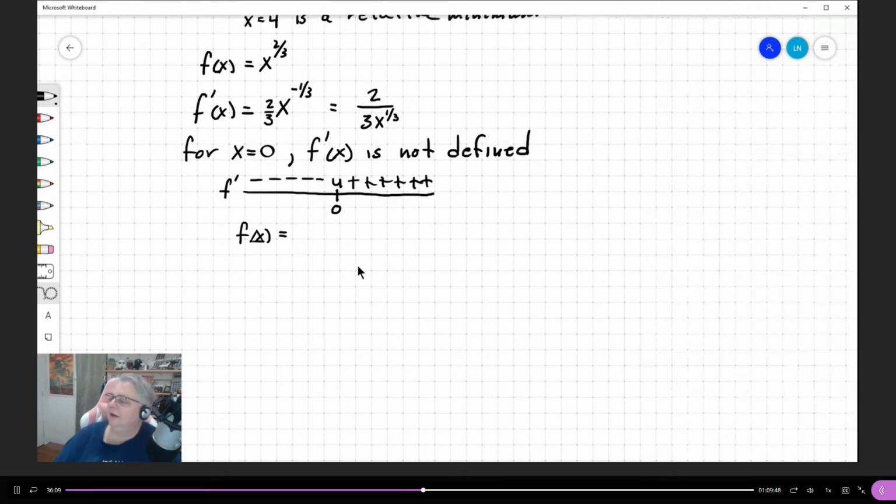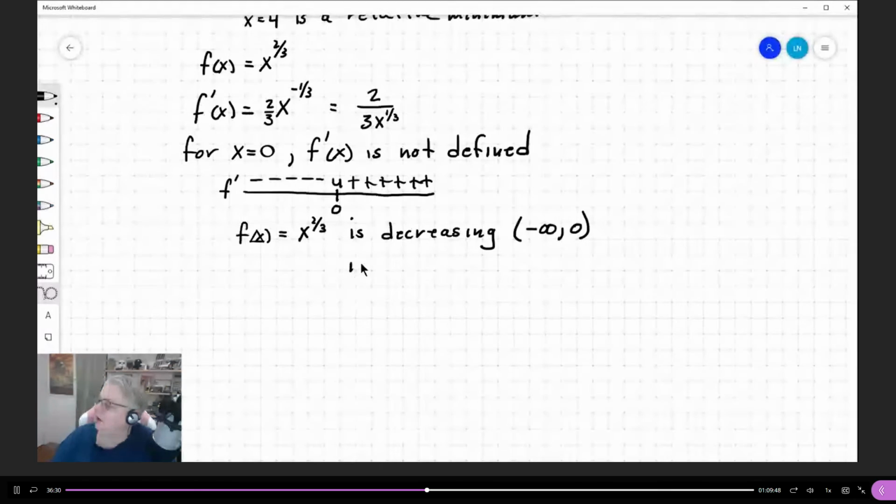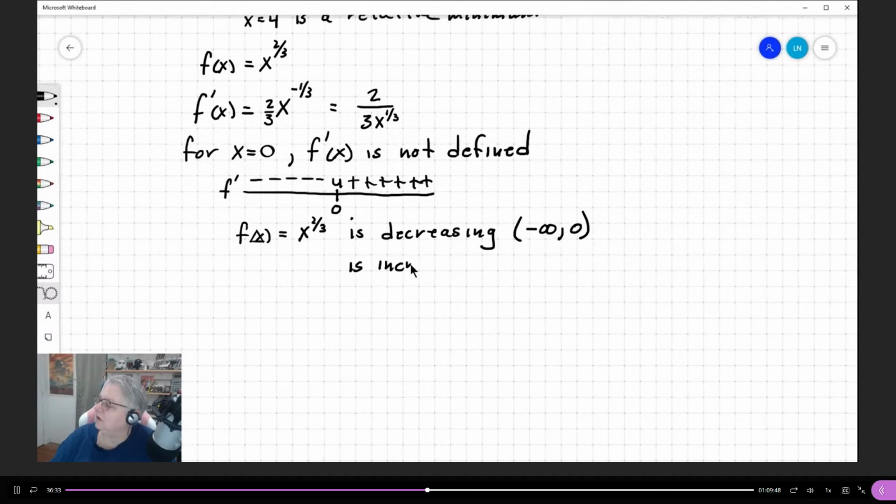Okay. All right. So f of x equals x to the 2/3 is decreasing, let's say, on the interval from negative infinity to 0, not including 0, and it is increasing on the interval from 0 to infinity. Again, where the first derivative is positive or negative.